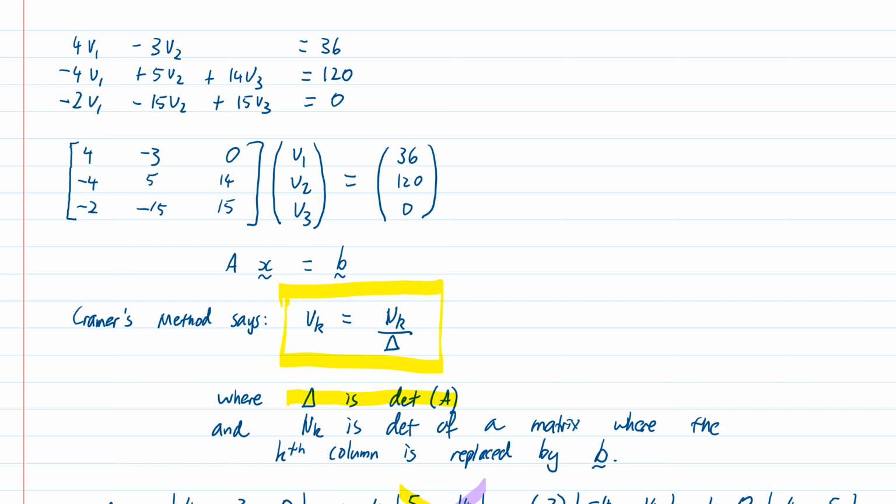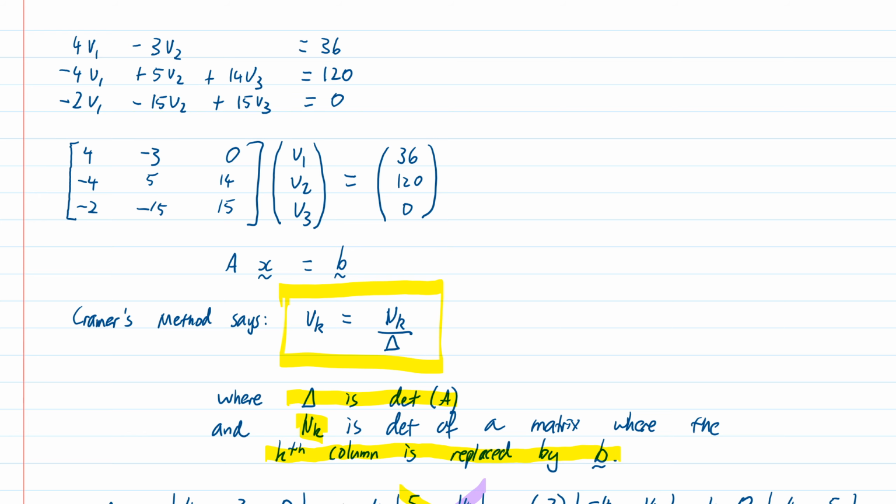And then nk is the determinant of this new matrix that I form, where I replace the kth column of A by B. So I take the kth column of A and replace it with B. And that gives me a new matrix. I take the determinant of that, so it's basically two different determinants, and then I get the actual solution.